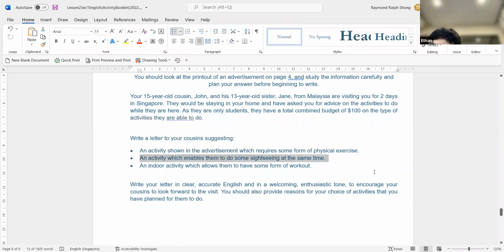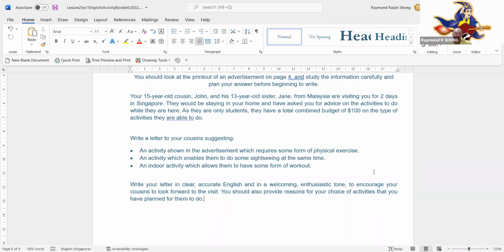Write a letter to your cousin suggesting an activity shown in the advertisement which requires some form of physical exercise, an activity which enables them to do some sightseeing at the same time, an indoor activity which allows them to have some form of workout.